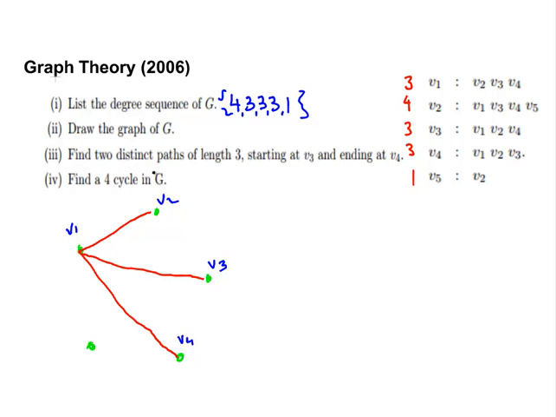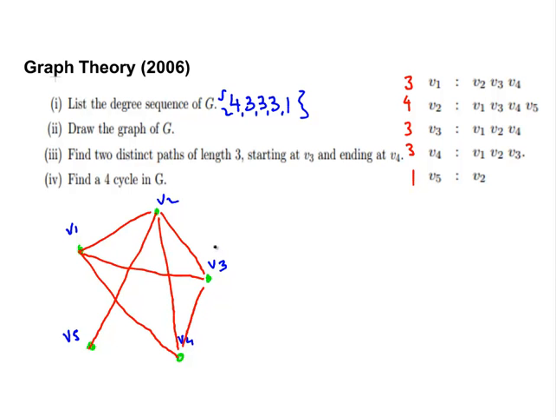Okay. Now, V2 is connected to everything else. So it's already connected to V1 there, but it's also connected now to V5. V3 is connected to V1 and V2, but it's also connected to V4, and again V4 is connected to V1, V2, V3. So that's the graph there.